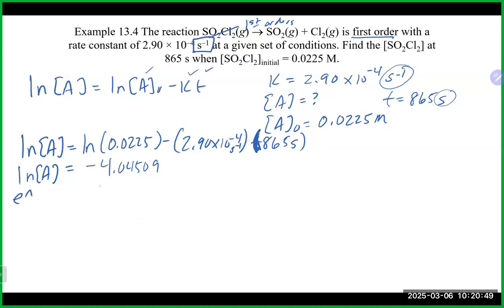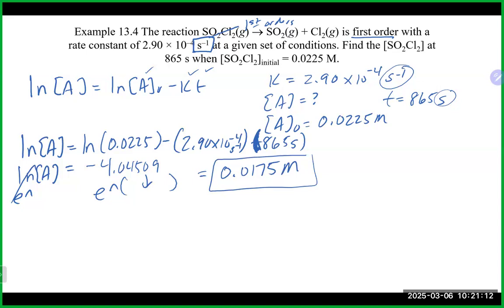To get rid of the natural log on the left, we need to take the inverse of the natural log, or the e, if you will. That's just going to get rid of that. We're going to hit the right button on the calculator, probably. There we go. If we do that, we will end up with 0.0175. This does need some units, as it is a concentration, so it is molarity in this case.